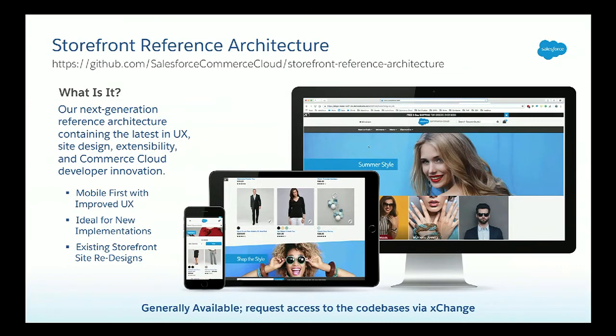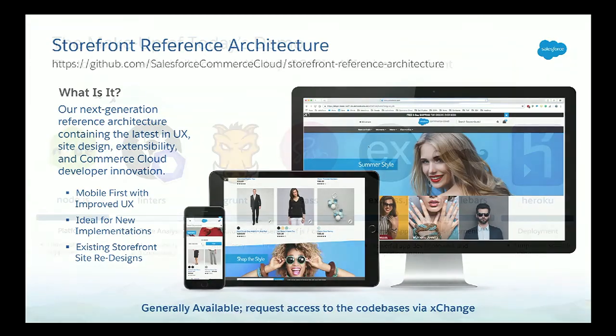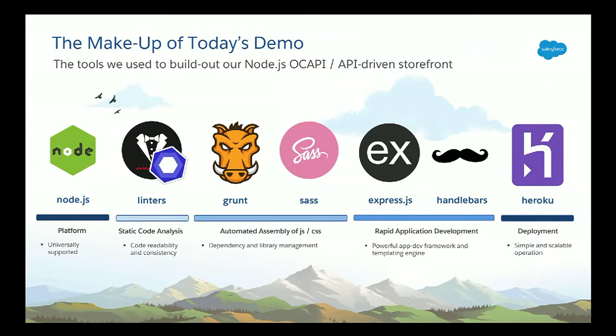As we said, we're leveraging the UI inspiration from the Storefront Reference Architecture. If you're not familiar with this, the GitHub URL is there. If you're an existing Commerce Cloud customer, you are welcome to connect with your success manager to learn more. The constructs we use to build out our demo are here. As we said, the demo is a Node.js application, and we're leveraging best-of-breed open source tools that developers know and love.